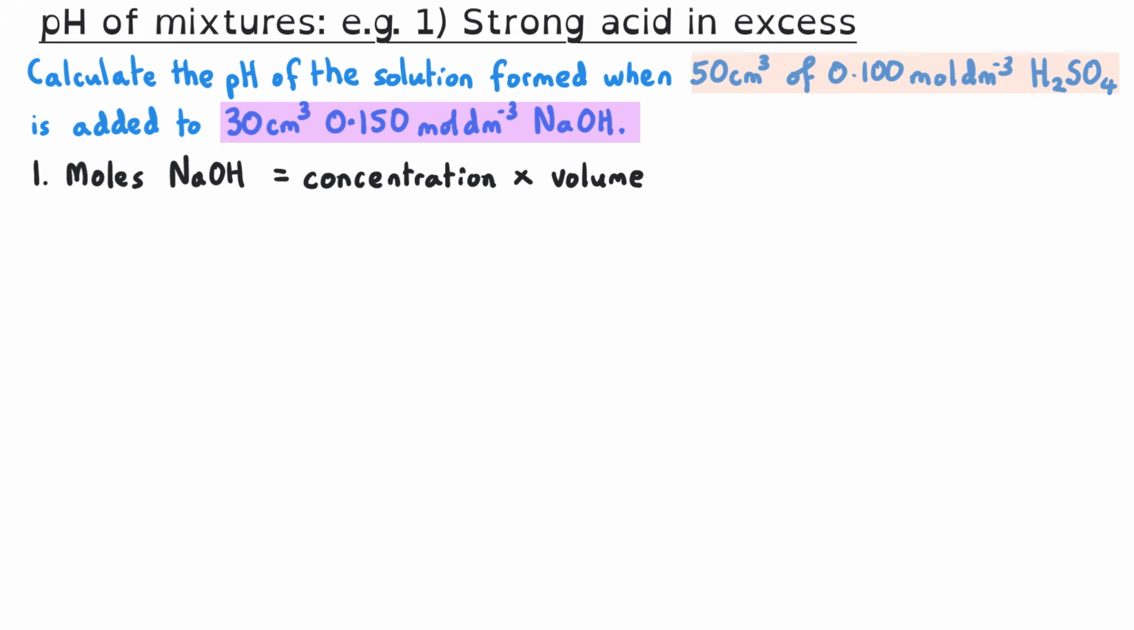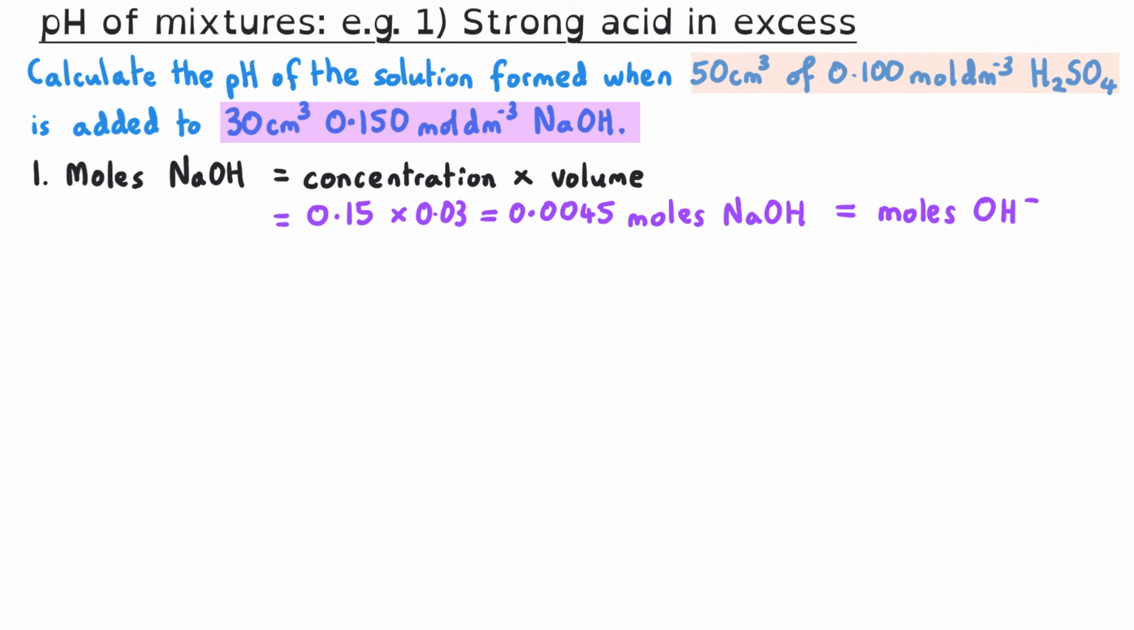Firstly, for the sodium hydroxide, moles equals concentration multiplied by volume. Concentration is 0.15 and the volume in dm³ is 0.03. This gives us 0.0045 moles of sodium hydroxide. And since there is one hydroxide ion in each mole of sodium hydroxide, the moles of sodium hydroxide will be the same as the moles of the hydroxide ion.